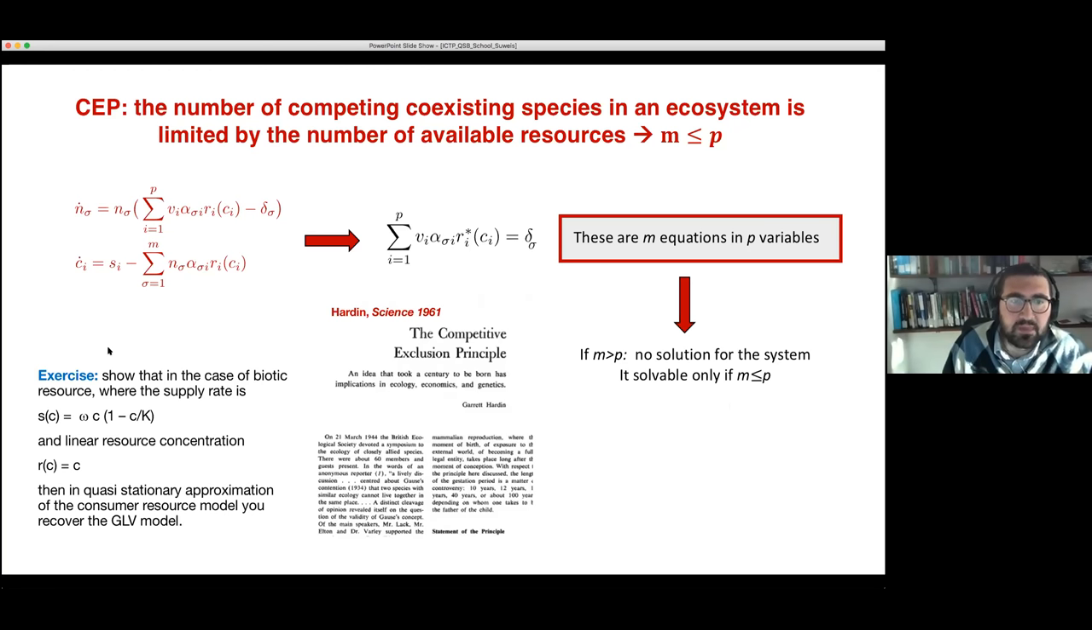As an exercise, I propose that you show the following for this coupled set of equations. If you use biotic resources instead of abiotic ones, that is, instead of a constant supply rate you have a supply rate that follows a logistic equation, and you consider a linear resource concentration, so R(C) just depends on C, then in the quasi-stationary approximation, you put the concentration dynamics to zero and look at the stationary state for the concentration. Once you put this result back into the equation for the population, you will recover the generalized Lotka-Volterra model. So the generalized Lotka-Volterra model can be obtained as a special case, in a quasi-stationary approximation, of the MacArthur model.